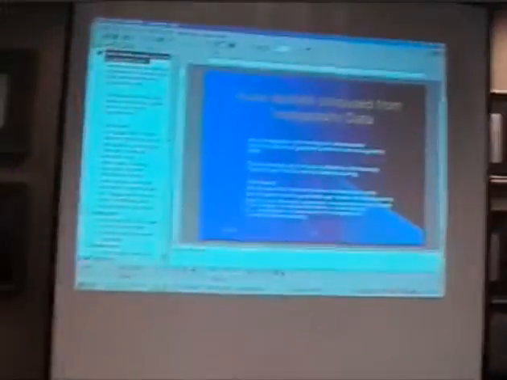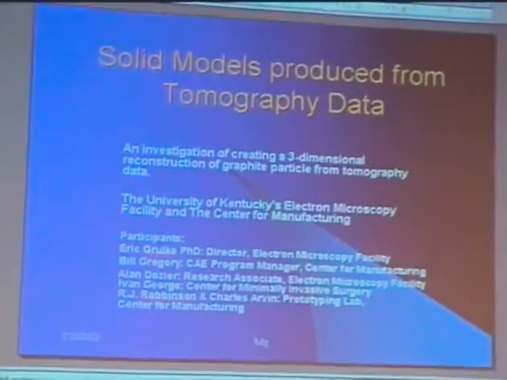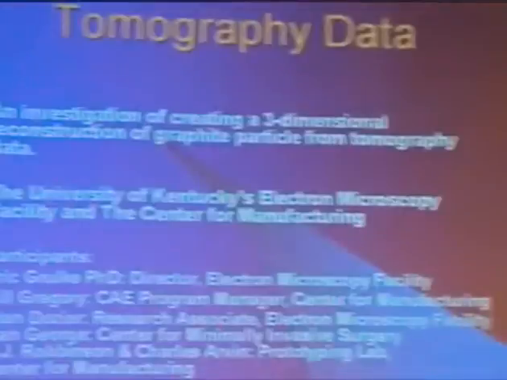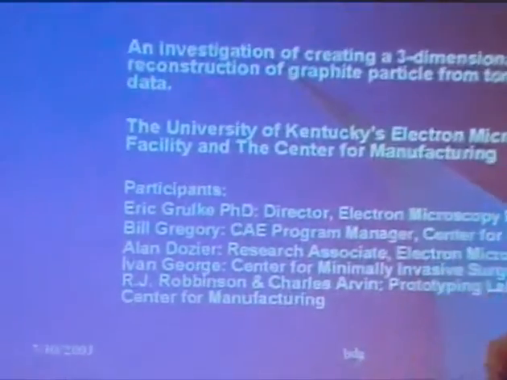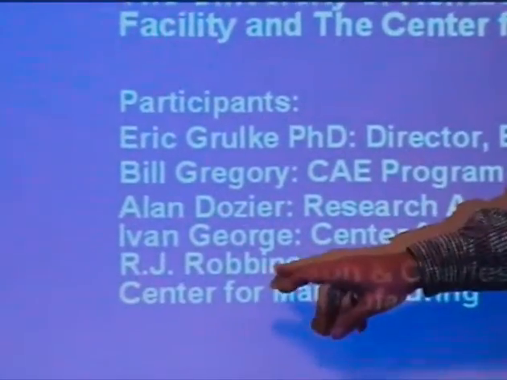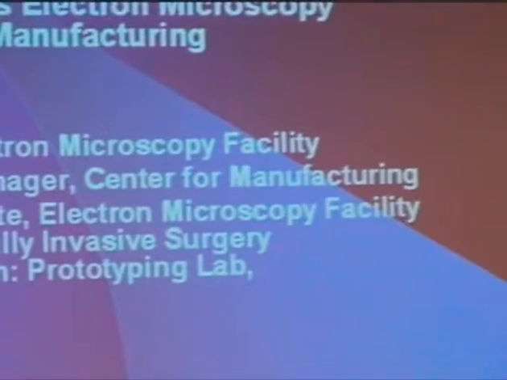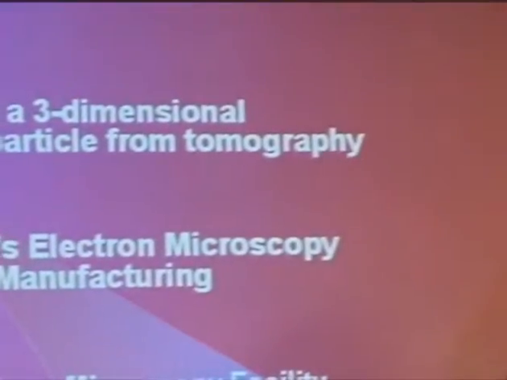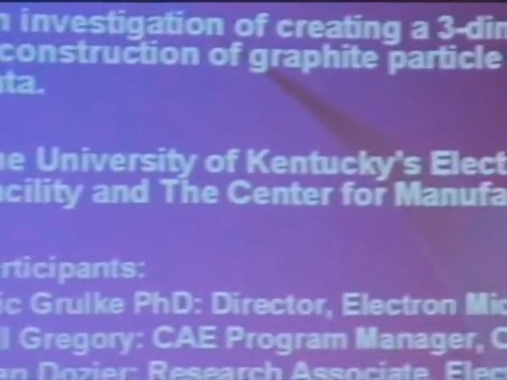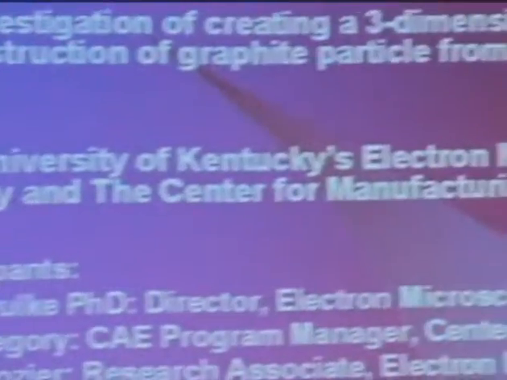So here's how you make solid models from this. Let's go to the slideshow. Okay. So basically, this fellow, Bill Gregory, and R.J. Robinson at the Center for Manufacturing Systems at the UK have been doing stereolithography for years. What they've been using are 3D images generated either by X-ray systems or usually MRI systems, and they have very complex software to do the splining and from slices develop three-dimensional surfaces.